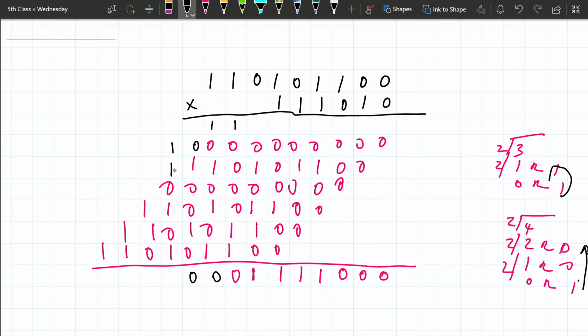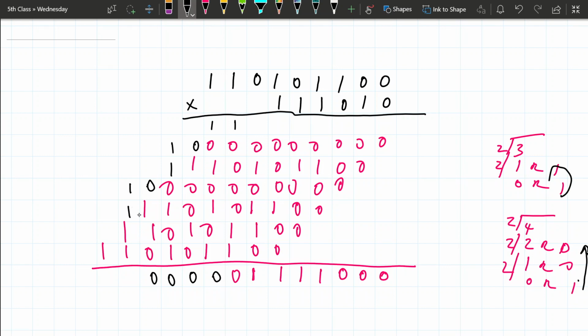So now we have 1 plus 1 plus 1 plus 1, that gives us 4, and we saw that 4 base 2 is 100. So we write our 0 here, our next 0 here, and then our 1 here. So 100. Okay, so now when we go to the next step, 0 plus 1 plus 1 plus 0 gives us 2. 2 base 2 is 10, so 0, then 1 here.